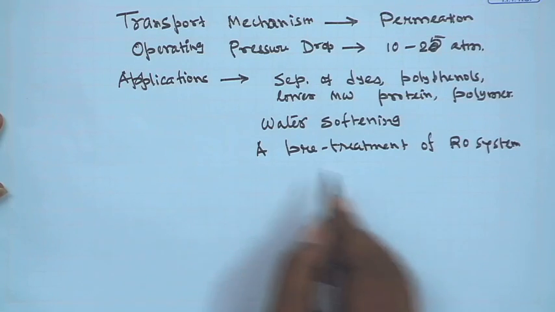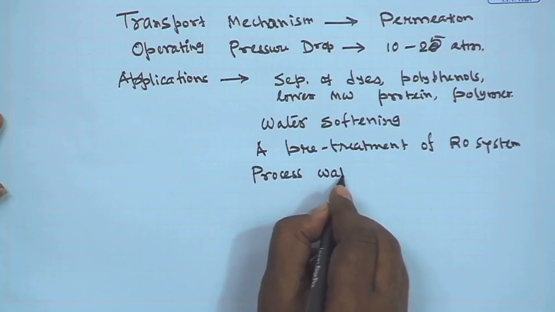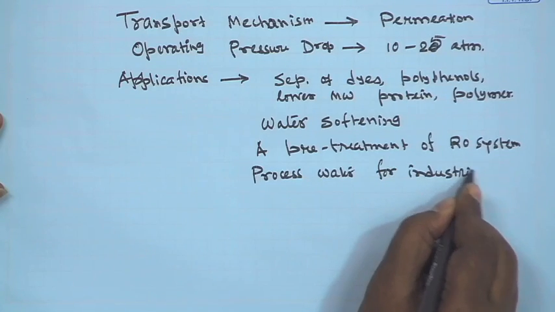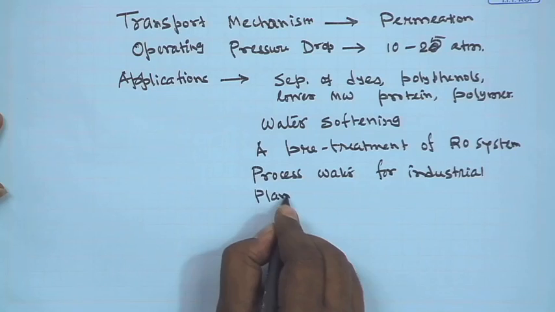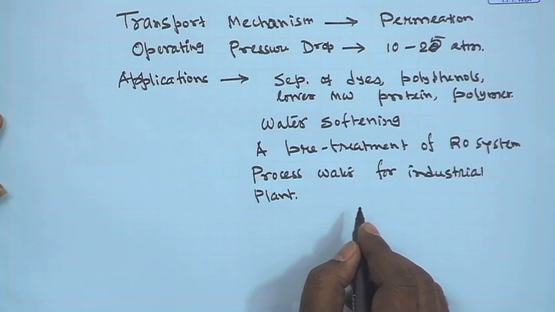It is also used to produce the process water for an industrial plant, because in any plant, if you use saline water as a utility stream, then that will cause corrosion of the pipelines. So, one can use nanofiltration for softening to remove the salts and calcium, magnesium, so that the deposition and scaling of the pipelines can be reduced. So, nanofiltration has quite different applications.